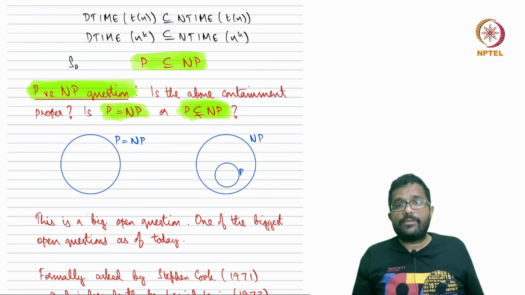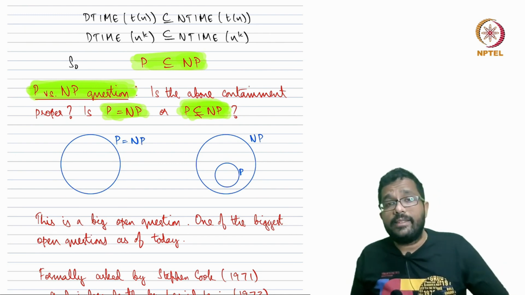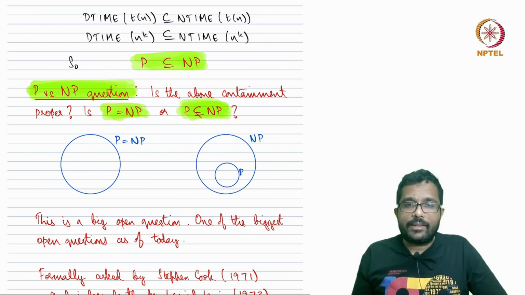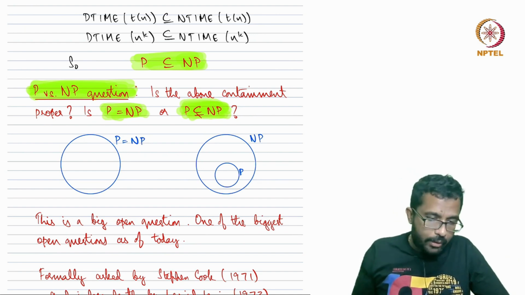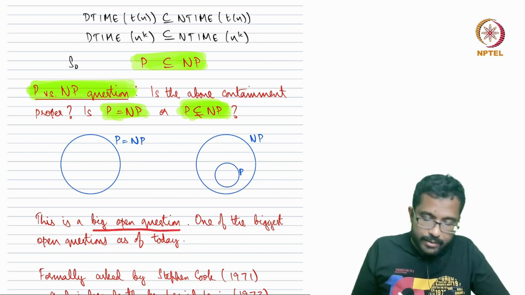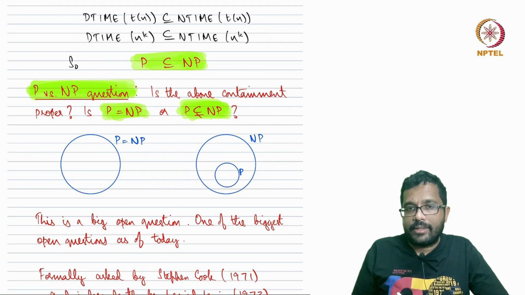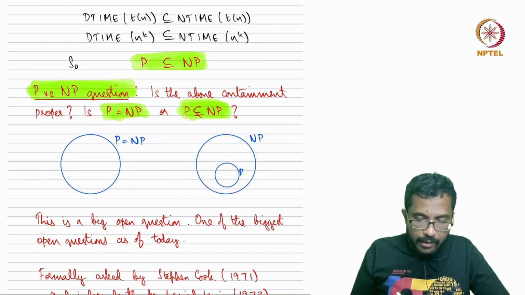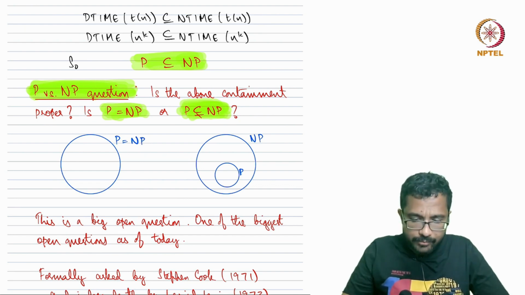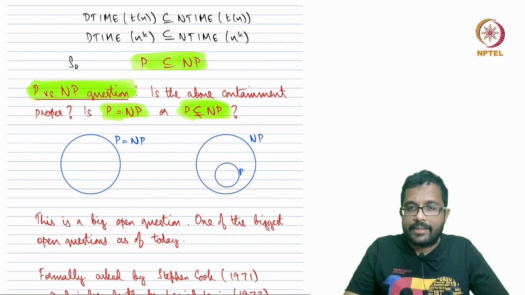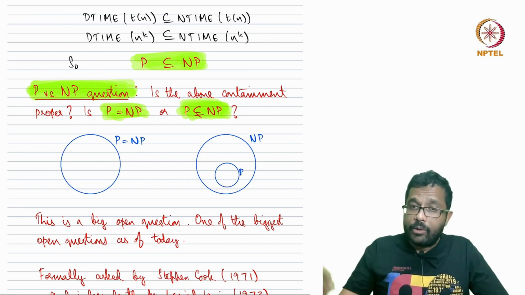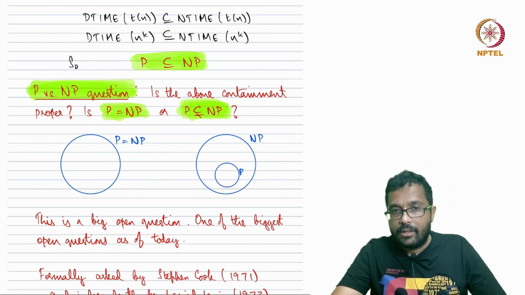This question was first asked around 50 years back. Even now the answer is unknown, right? So it is one of the biggest open questions in computer science, and certainly in theoretical computer science. And it has got a lot of attention from a lot of computer scientists and also a lot of people who are not computer scientists.